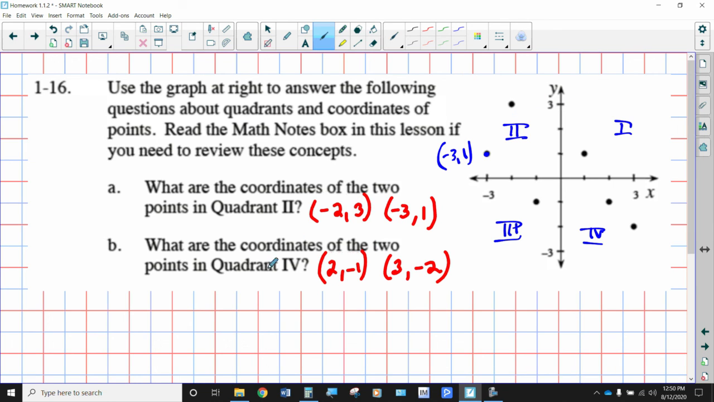What are the 2 points in quadrant 4? Well, this would be where x is 2 and y is negative 1. So that's this one right here. And this is where x is 3 and y is negative 2.